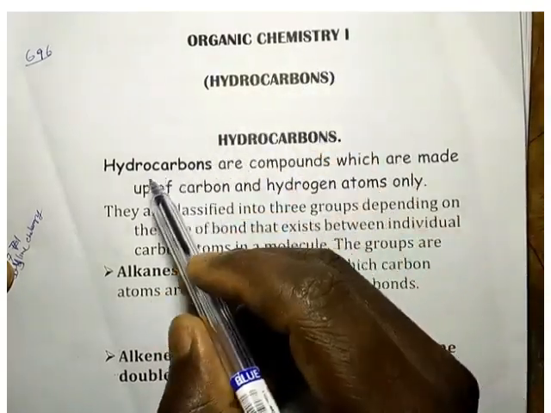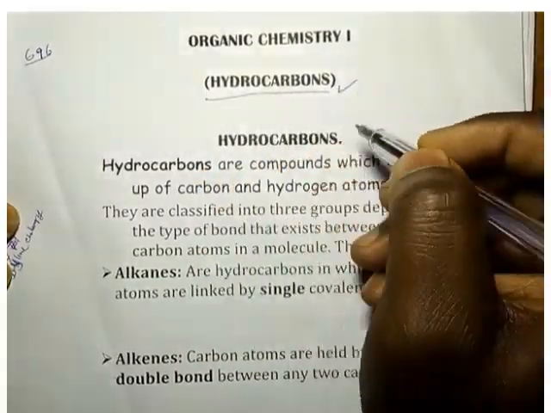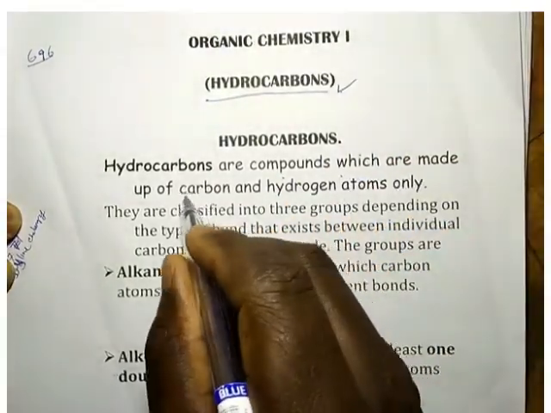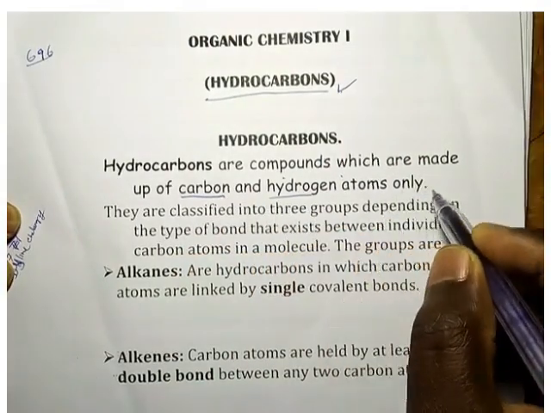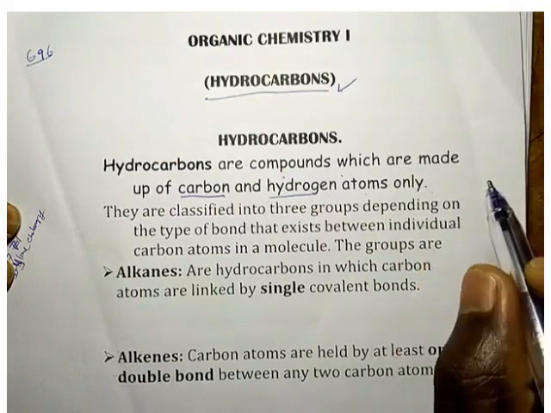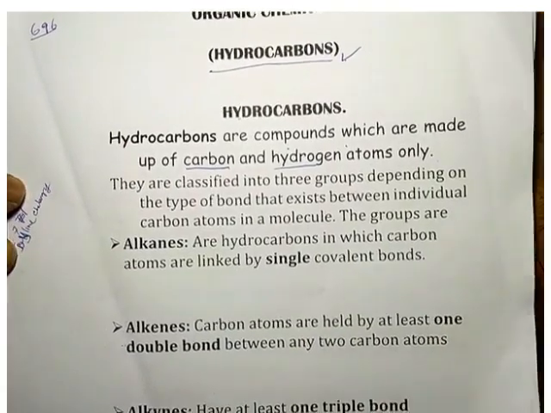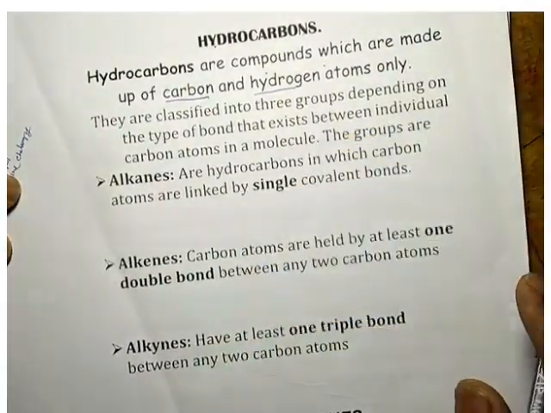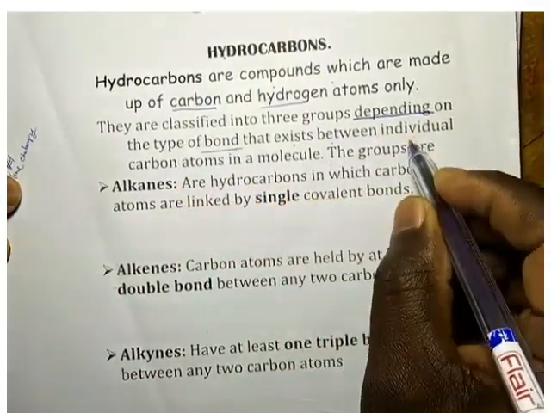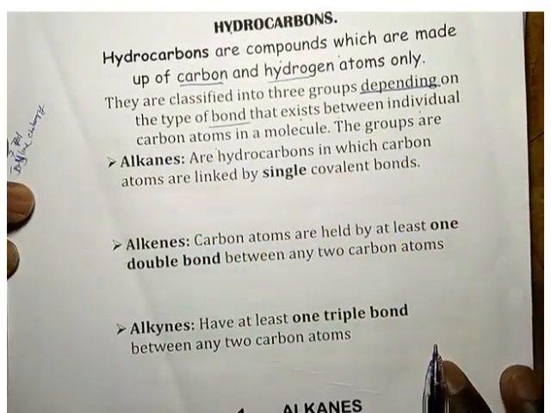Organic 1 is basically the study of hydrocarbons. What are hydrocarbons? Hydrocarbons are compounds which are made up of carbon and hydrogen atoms only. So a compound which is made up of carbon and hydrogen is called a hydrocarbon. Hydrocarbons have been classified into 3 groups, and these groups depend on the type of bond that exists between the individual carbon atoms in the molecule. So we have classified them into 3.